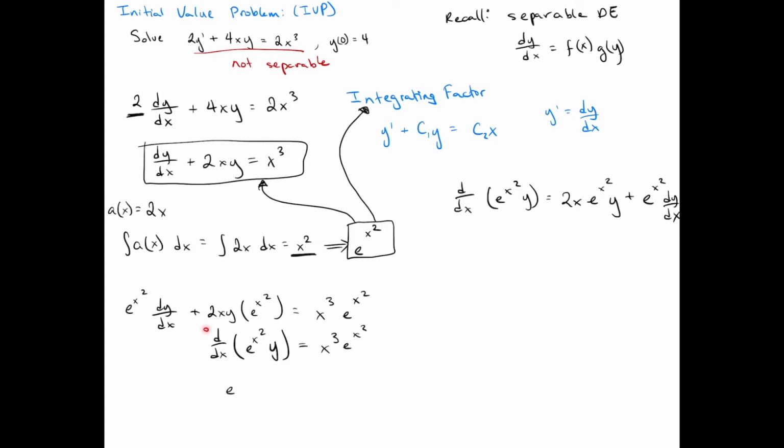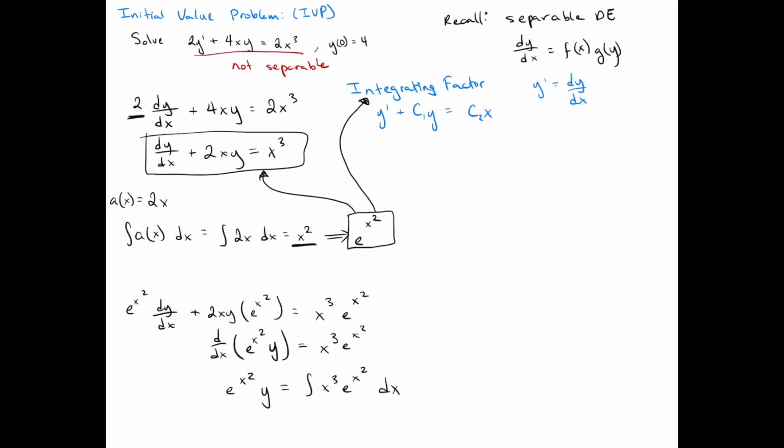this symbol, which is taking the derivative and then taking the integral, will simply cancel each other out. So the left hand side will simply become e to the x squared y times y, and then the right hand side will be the integral of x cubed times e to the x squared dx. So now that we have this equation here, we will simply integrate the right side and then solve for y.